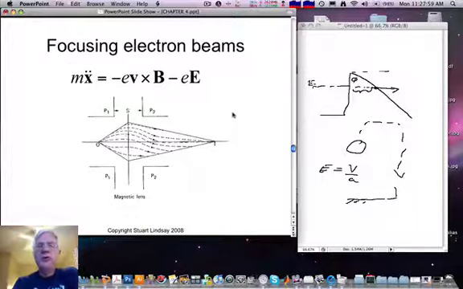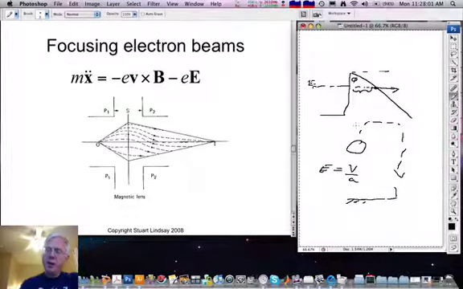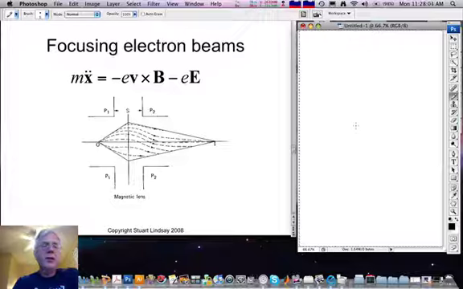So how do you focus this electron beam? The formula on the top here is Newton's second law for charged particles. The force on the particle is just the charge times the electric field E. The magnetic force is given by the Lorentz equation, the velocity of the particle cross product with the magnetic field.